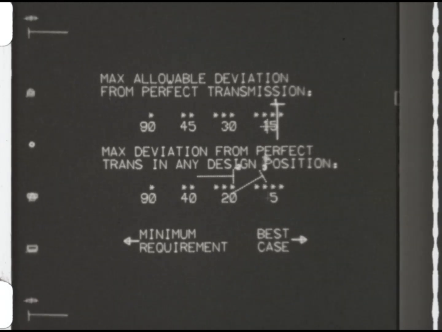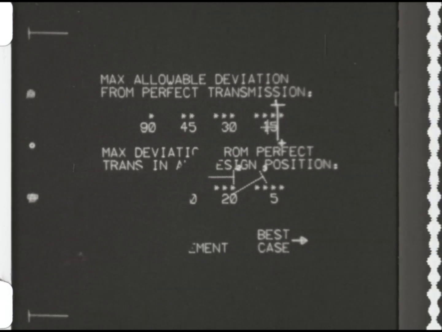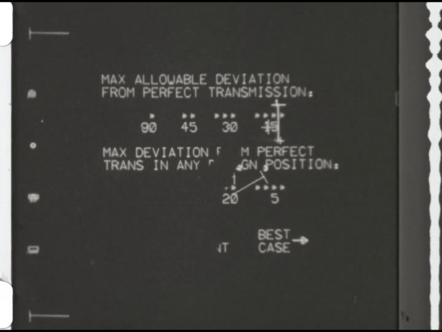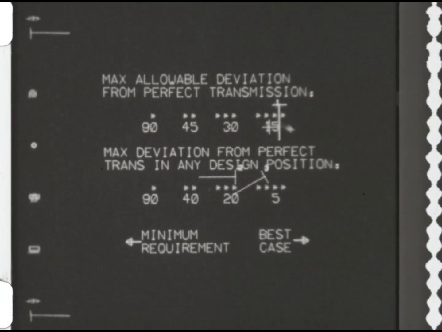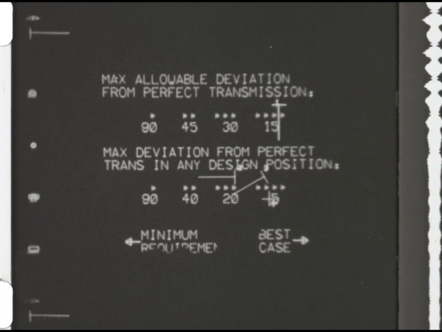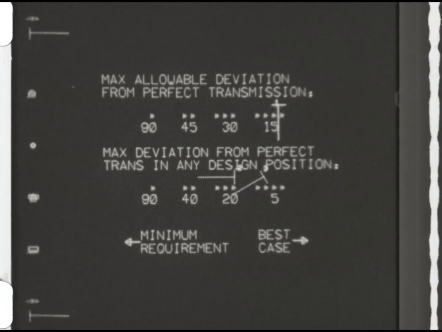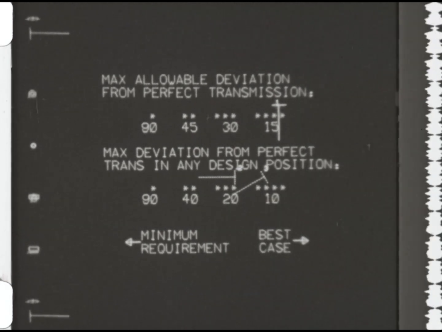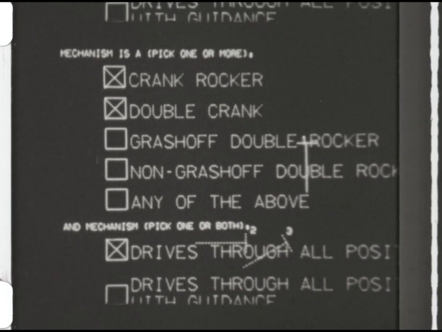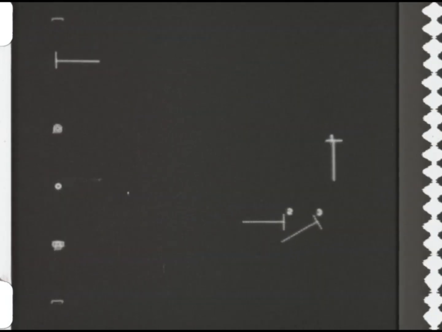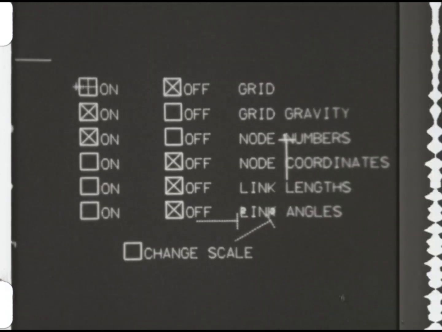So let's make that number into a 40. And here we've said if it's better than 30 degrees anywhere in its cycle, we'll call it a three-star mechanism, and a four-star mechanism if it's better than 15 degrees in the design position. That's kind of a tight requirement. Let's make it 10 degrees, which is an awfully good deviation angle. So in other words, we've specified exactly the kinds of mechanisms we're looking for and what we're going to consider to be a good mechanism that we want called to our attention.